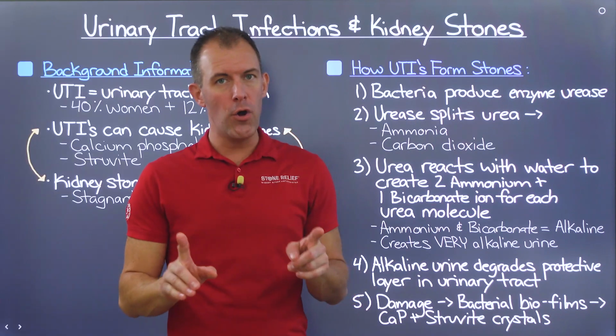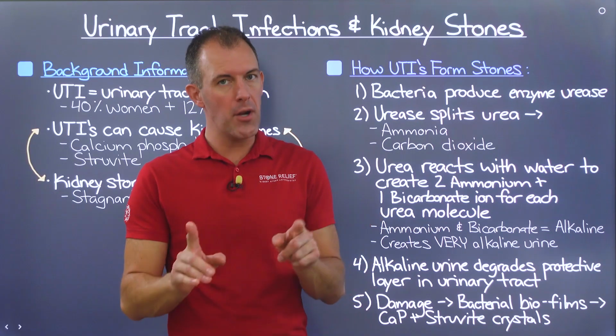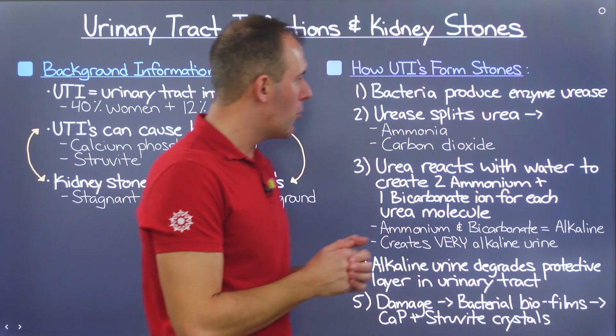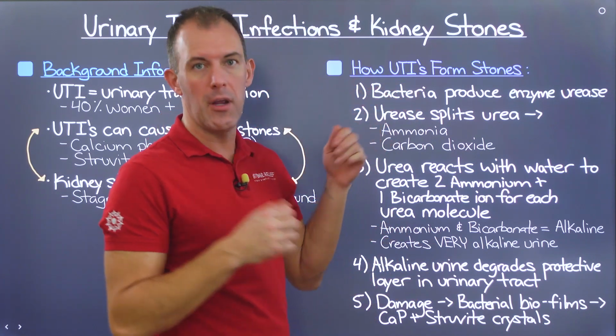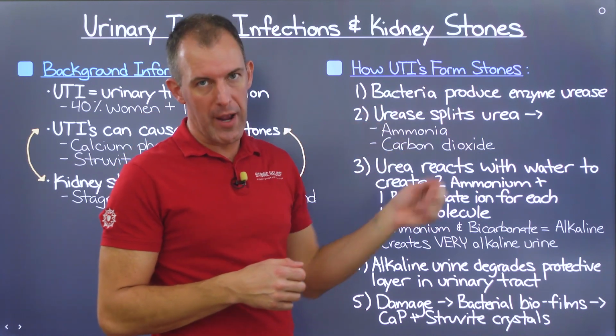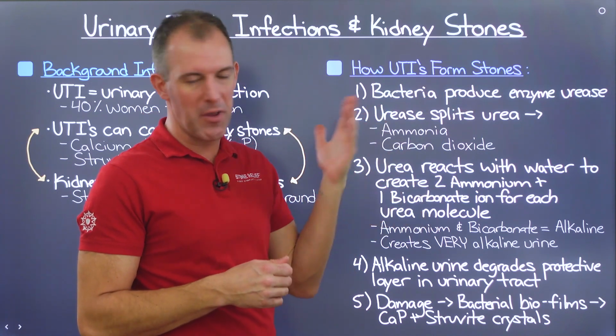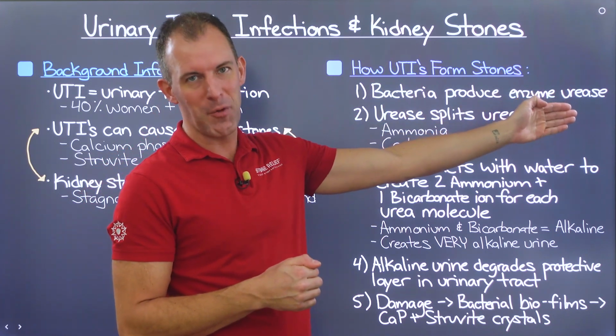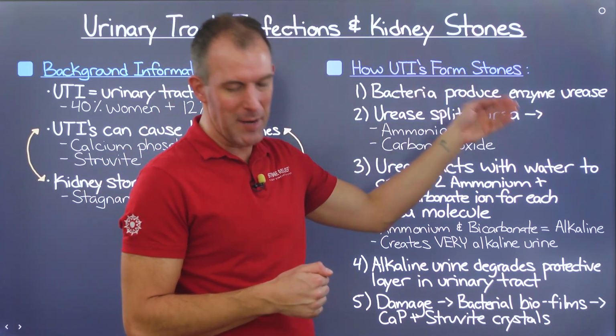Okay, now that we know what UTIs are, let's talk about how they actually go to work and start to form kidney stones. So when we have bacteria present in our urinary tract, they actually produce an enzyme called urease. And I apologize if I butchered this. Someone in the medical community may correct me, but this is the pronunciation I'm going with. So urease is an enzyme that is produced.